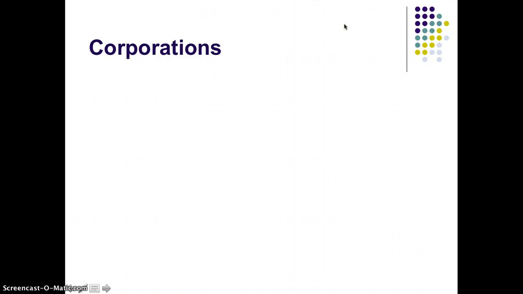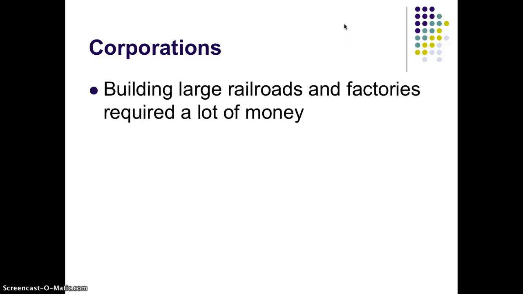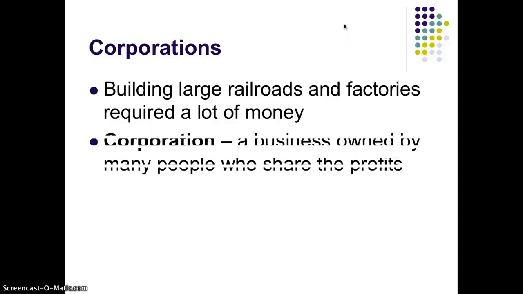Now, how do these rich people get enough money to start these mills? You need a lot of money to buy the land, build the factory, get the equipment, and hire the workers. The way they do this is through something called corporations, and this is still how companies gather revenue today. Building large railroads and factories obviously required a lot of money.